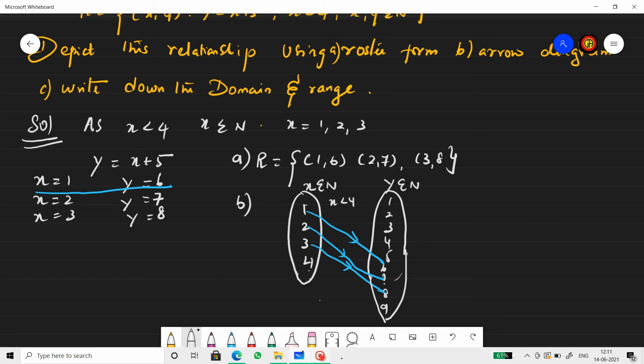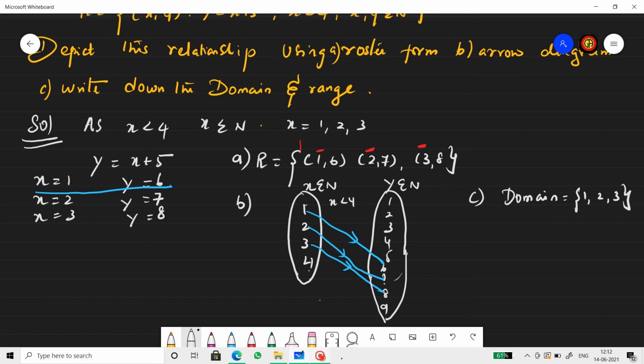Third, what is the domain? Well, domain is the set of first elements of the ordered pairs. What are the ordered pairs of R? Well, these are the ordered pairs of R, isn't it? Now, all the first elements, that means 1, 2 and 3 are called the domain elements. So, domain equals 1, 2, 3.